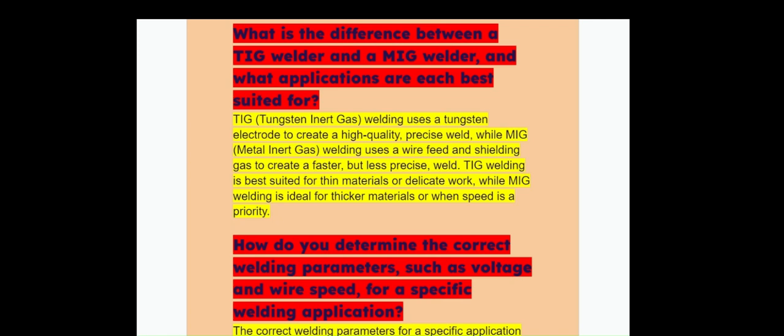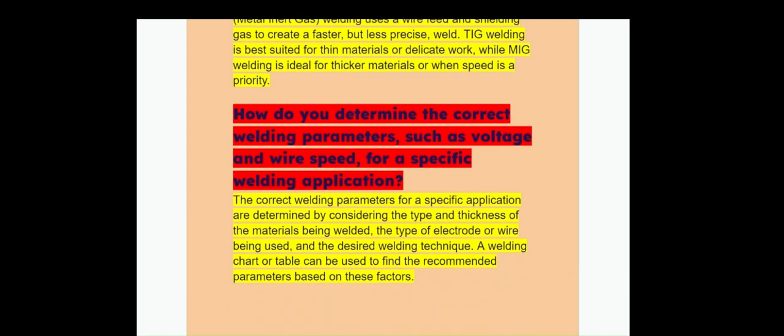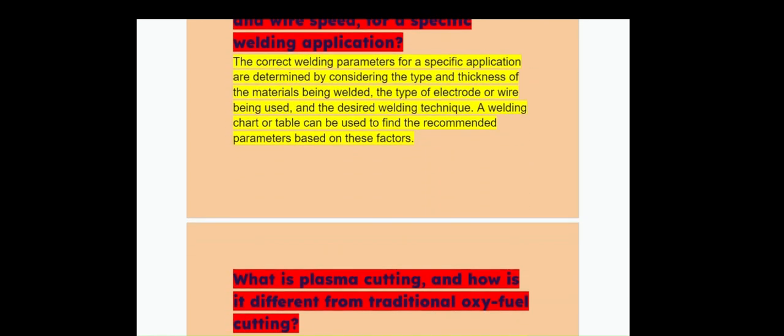How do you determine the correct welding parameters, such as voltage and wire speed, for a specific welding application? The correct welding parameters for a specific application are determined by considering the type and thickness of the materials being welded, the type of electrode or wire being used, and the desired welding technique. A welding chart or table can be used to find the recommended parameters based on these factors.